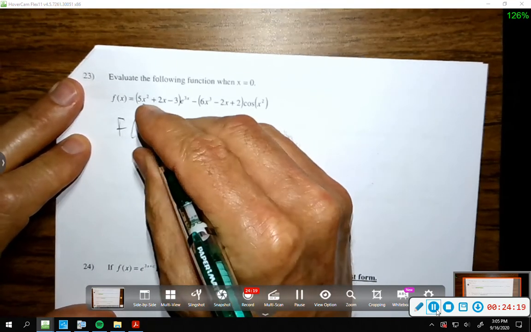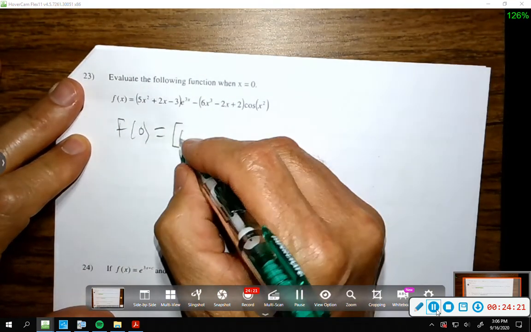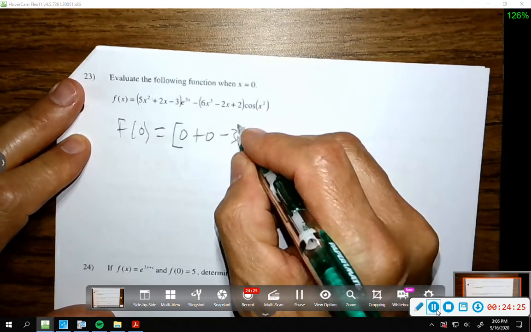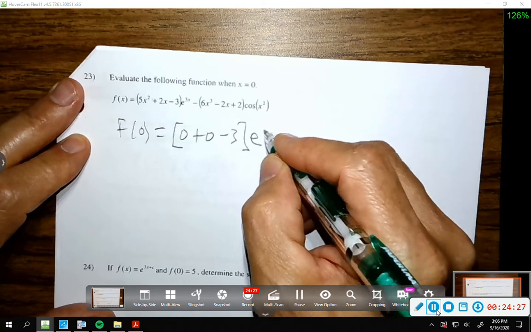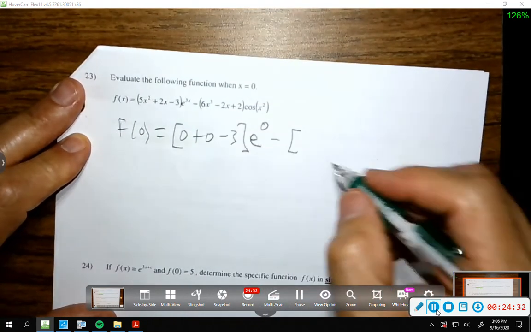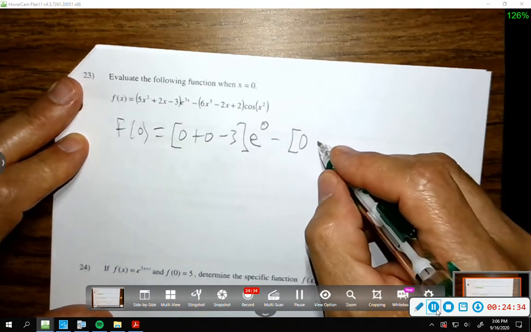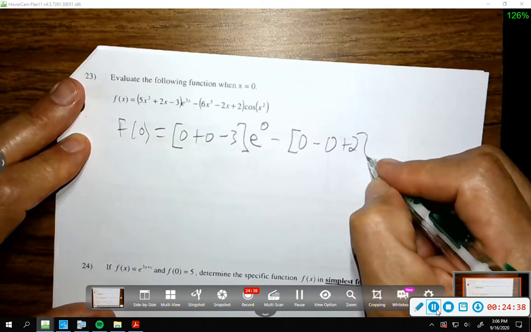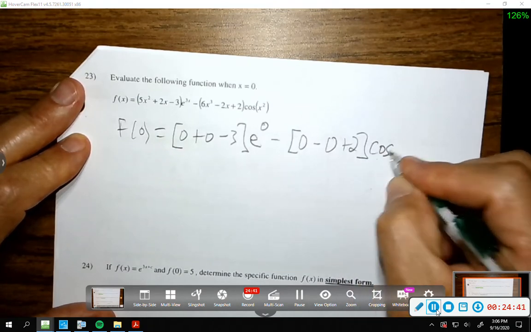5 times 0 squared is 0. 2 times 0 is 0. 0 minus 3, there's a negative 3. 3 times 0 is 0. Minus 0 cubed is 0 times 6 is 0. Minus 2 times 0 is 0. Plus 2. This is the cosine of 0 squared is 0.